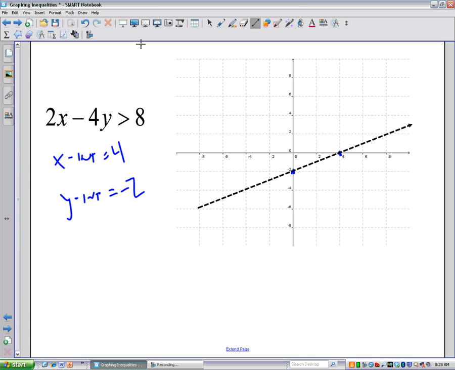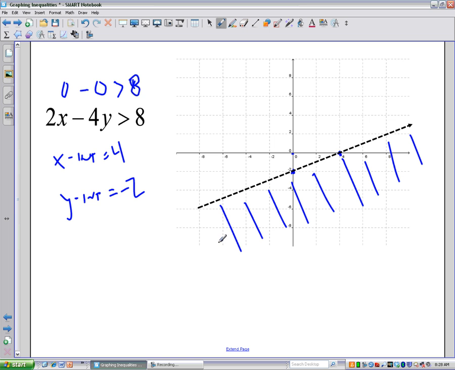Again, we'll check with the 0, 0 thing and see what happens when we plug 0 in there. 2 times 0 is 0, 4 times 0 is 0. 0 minus 0 is 0. Is 0 bigger than 8? No. So in this case, this isn't the answer. The answer shows up down here, where 0, 0 isn't. That's why we don't want to automatically shade above for greater than in this case. We just have to check 0, 0.